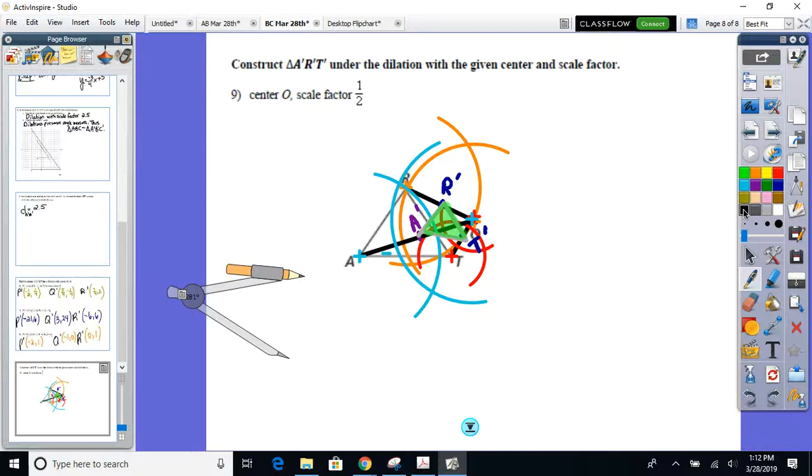Here we go. Because question number 10 is for the assignment, which I'm going to check on Monday. All right, I'm still going to check the dilation homework. It'll just be on Monday.